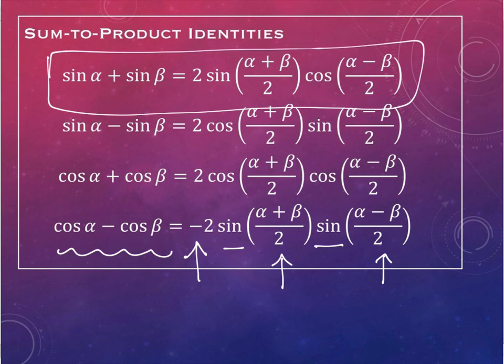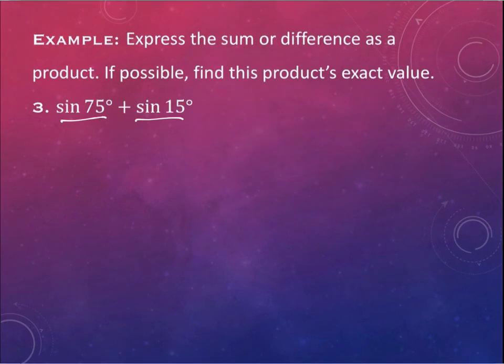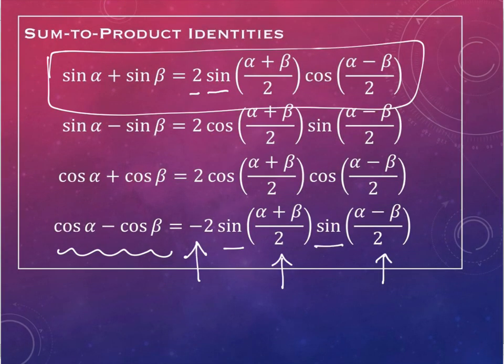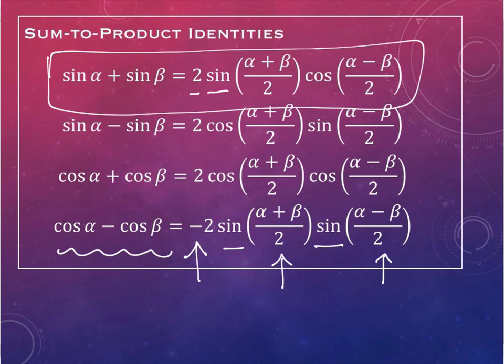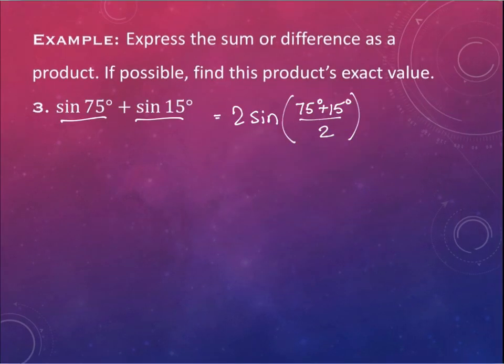Okay, so it says, if I have sine and sine added, this is a number 2, and it's a sine. So we have 2 sine. It says the angles need to be added together, divided by 2. That's just like the last problem we did, isn't it? So 75 degrees plus 15 degrees divided by 2. Then it says we need cosine, the angles subtracted and divided by 2. So cosine, 75 degrees minus 15 degrees divided by 2.